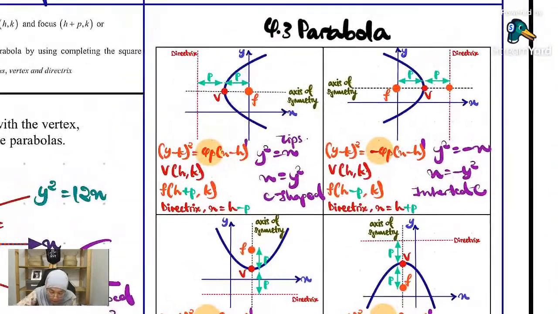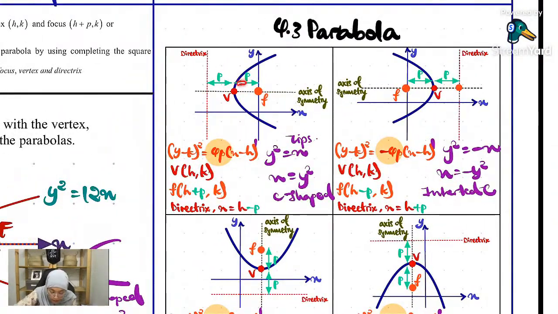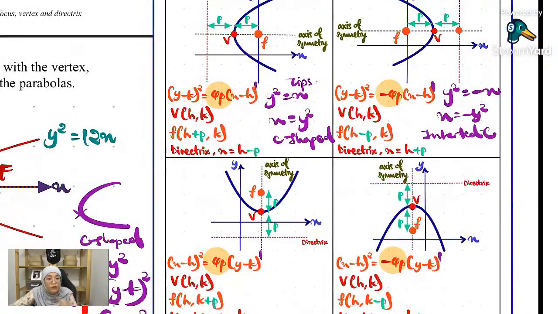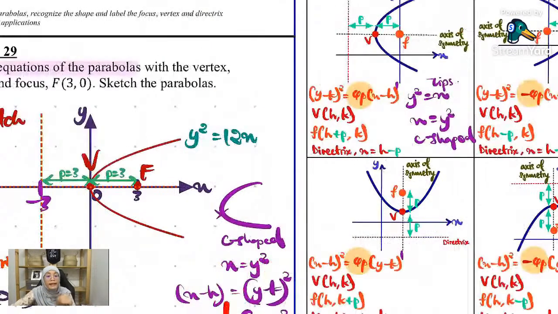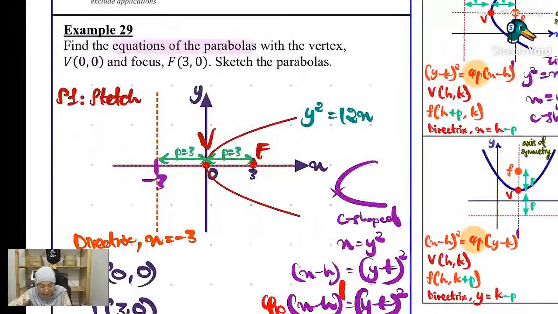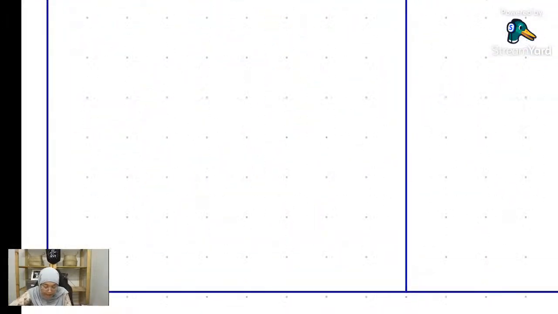If you see here, apa yang saya tulis dalam nota saya, see the p here, this is the p. The distance from V until F is p. Therefore, opposite untuk cari directrix juga nilai p yang sama. Every parabola is the same. The p is needed to find the opposite directrix. Okay, jadi pentinglah untuk tahu nilai p tersebut to get the directrix. Okay, after that, next question.